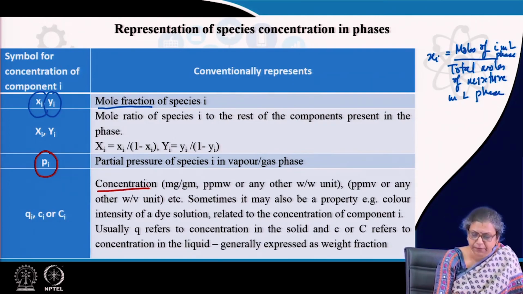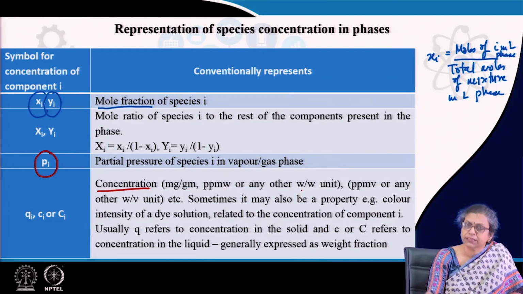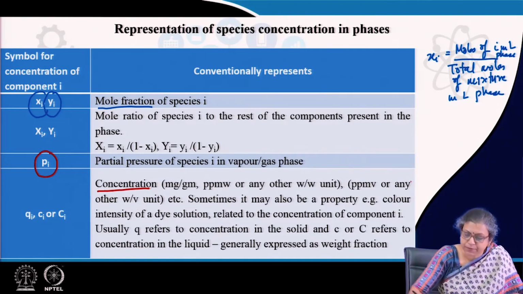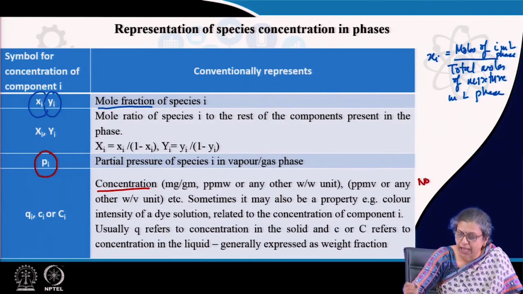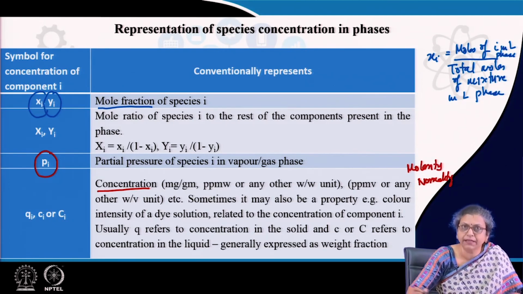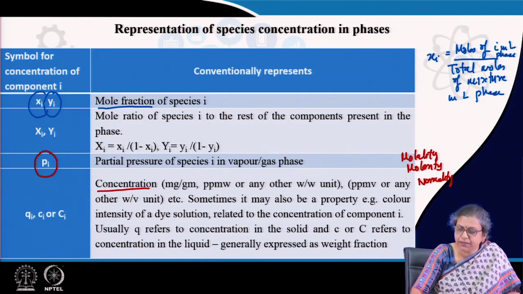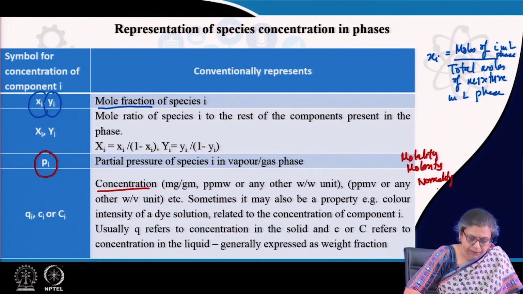This concentration can be weight per weight, maybe milligrams per gram or parts per million weight or any other weight per weight. It can be volume per volume or it can be weight per volume also, and we can also have some other types of units, for example, normality, molarity, etcetera. We can also have molality; we can also express concentration in these particular terms as well.